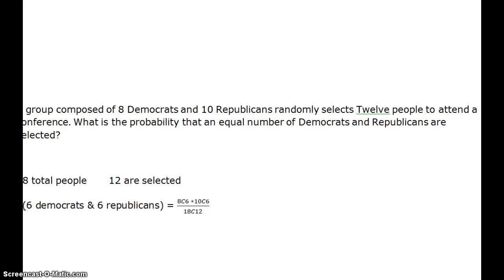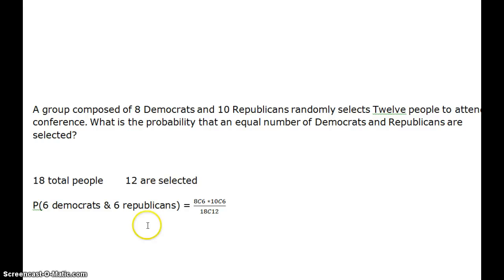Alright, this one is going to be pretty similar. There's 18 total people. 12 are selected now. And what's the probability of getting an equal number of Democrats and Republicans? Well, with 12 people, that'd be 6 Democrats, 6 Republicans. So again, the total number of ways to pick 12 people would be 18, we choose 12. The total number of ways to get 6 Democrats would be there's 8 Democrats, we choose 6. And multiply that by 10 Republicans, choosing 6. And get those numbers, and that's your probability.